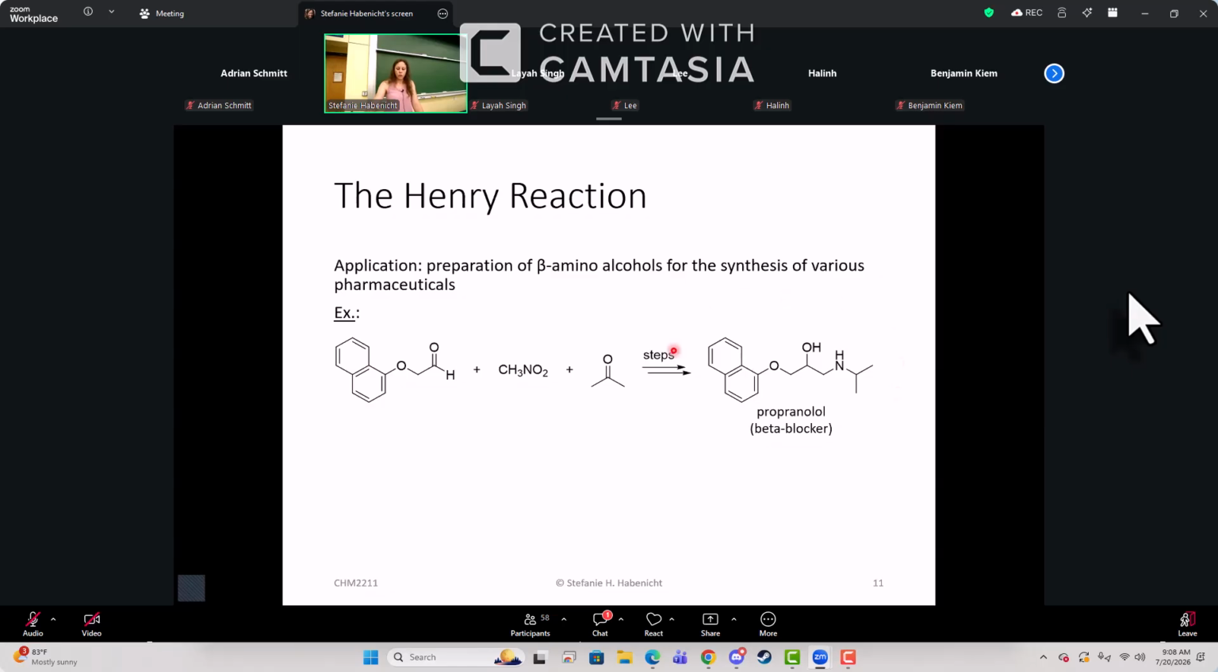And one of them is shown here in this example. This is propranolol, a beta blocker. And we can make it in a synthesis that's relatively short that involves a Henry reaction. So we'll see, we probably have enough time to go over this. We're going to look at the synthesis of propranolol from all of these starting materials.